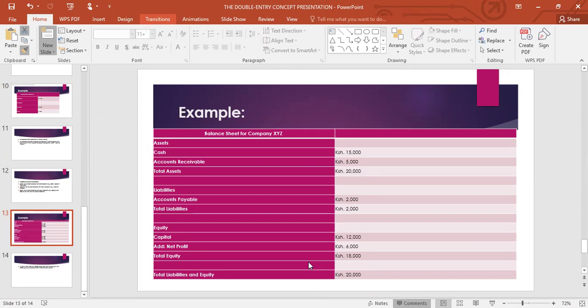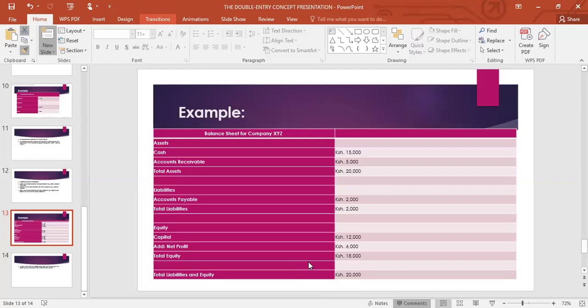Now, if you see this balance sheet for company XYZ, the total asset is Kenya shilling 20,000. Now we go to our accounting equation: assets equals liabilities plus equity. Our liabilities is Kenya shilling 2,000, and the total equity that we have is 18,000. So the total comes to 20,000. Are we together?